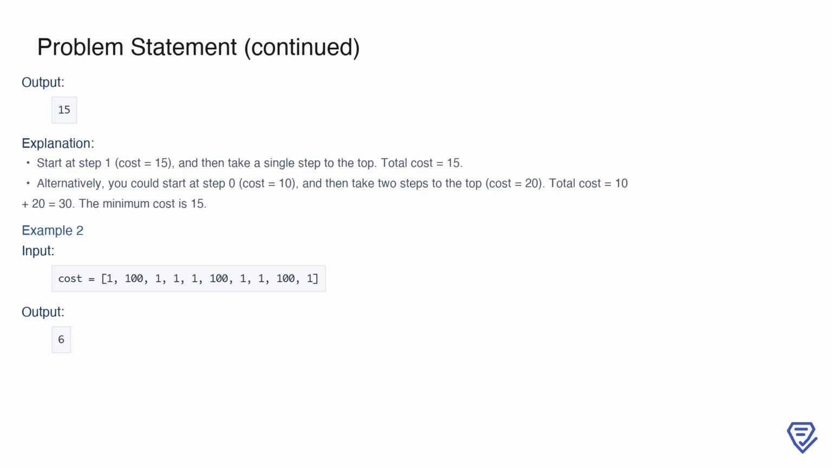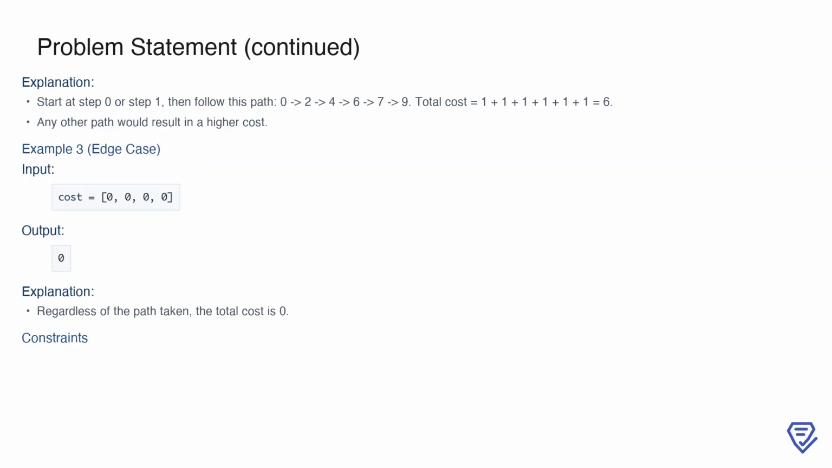Now consider another example where cost equals [1, 100, 1, 1, 1, 100, 1, 1, 100, 1]. For this input, the output is 6. Here's the reasoning: you could start at step 0 or step 1, and then follow the path 0, 2, 4, 6, 7, 9. On this path, the total cost would be 1 for step 0, 1 for step 2, 1 for step 4, 1 for step 6, 1 for step 7, and 1 for step 9, giving a total cost of 6. Any other path you choose would result in a higher total cost, so the minimum cost here is 6.